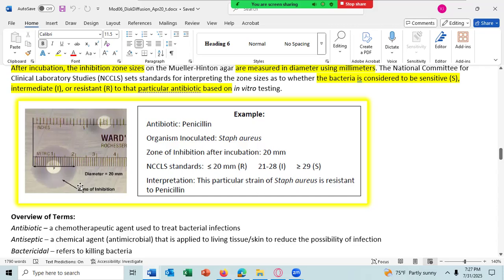So whenever we do this test, you have to look up the table for the NCCLS for which bacteria you plated and which antibiotic you're testing, and see the zone sizes to determine whether it's resistant or sensitive. And obviously between, it could be intermediate. Any questions about any of that?